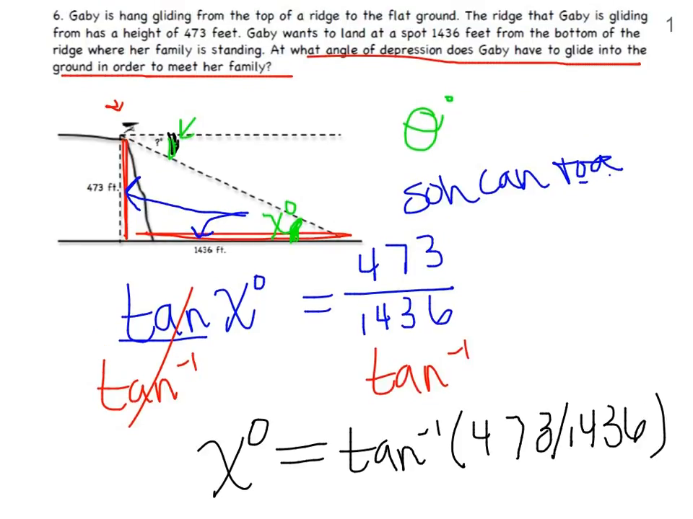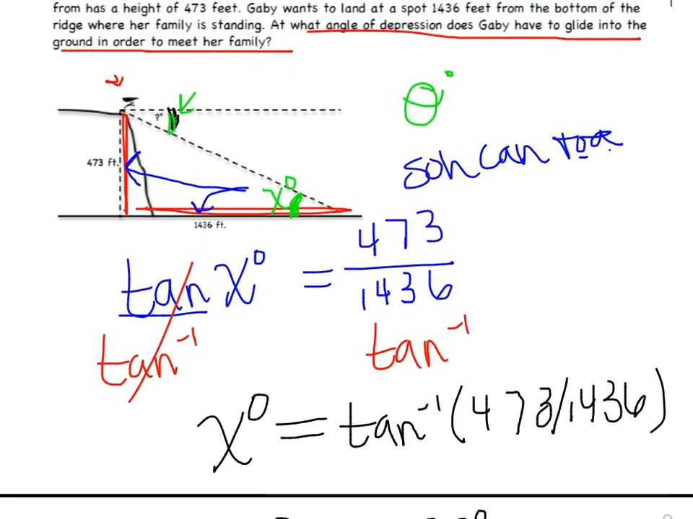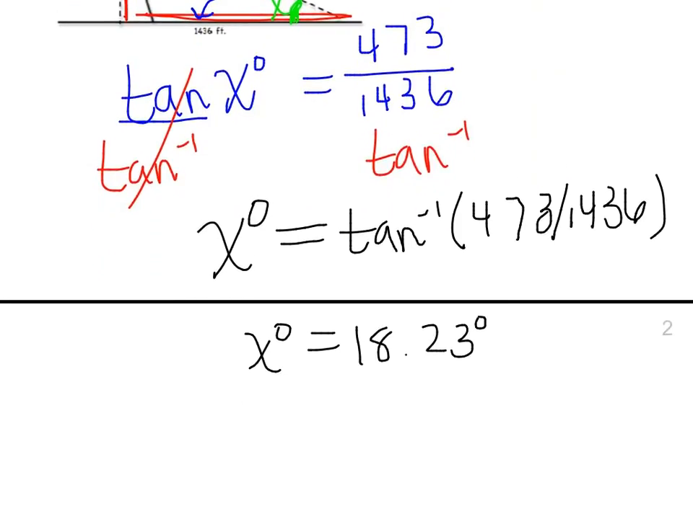Now let's see if it asks us to round. It says, nope, it just says what angle of depression. So there's the angle of depression. And depression doesn't mean sadness in this case. It means the angle that something goes down at. All right, and that's it.